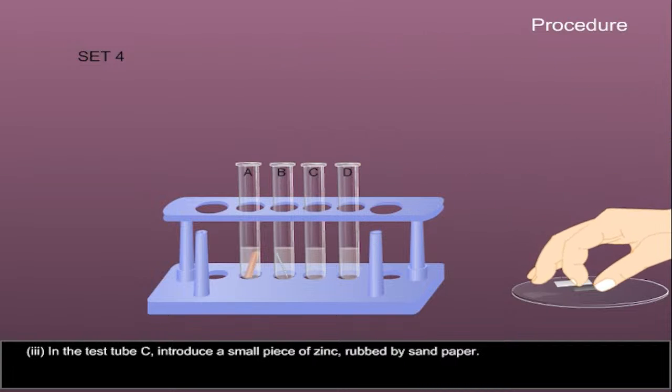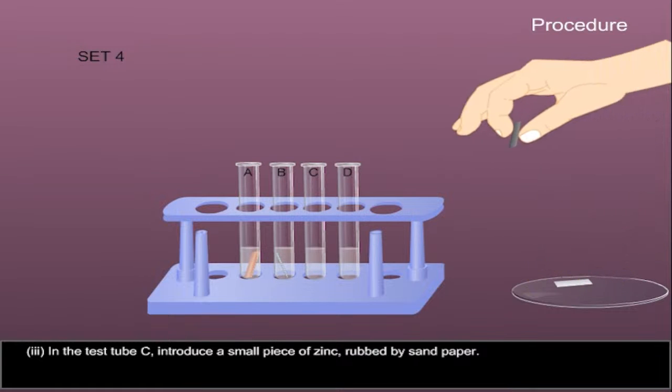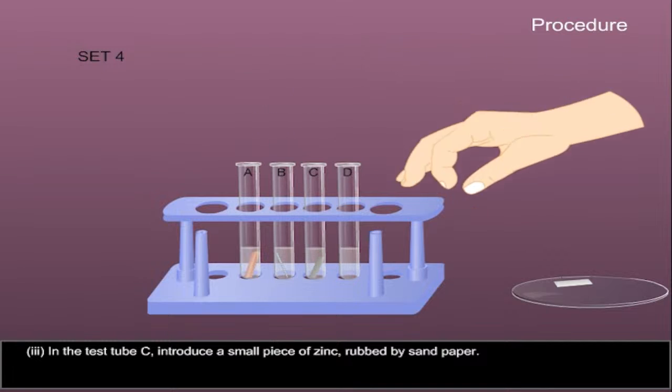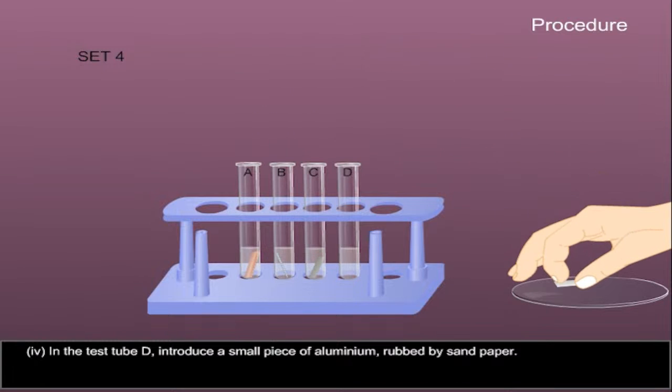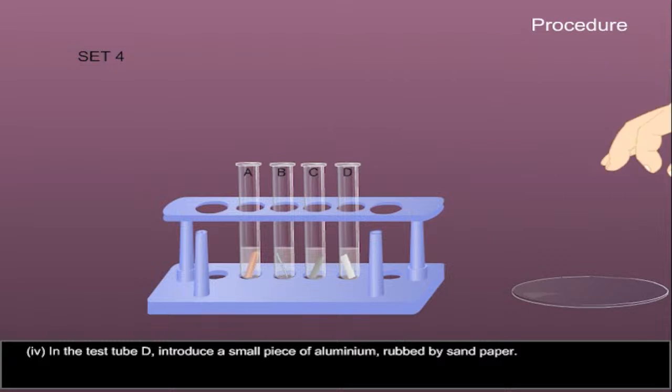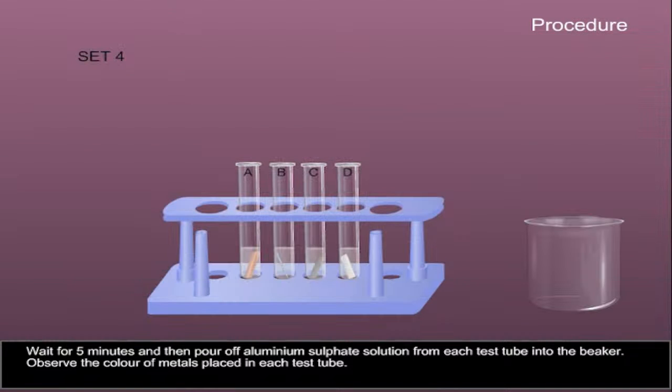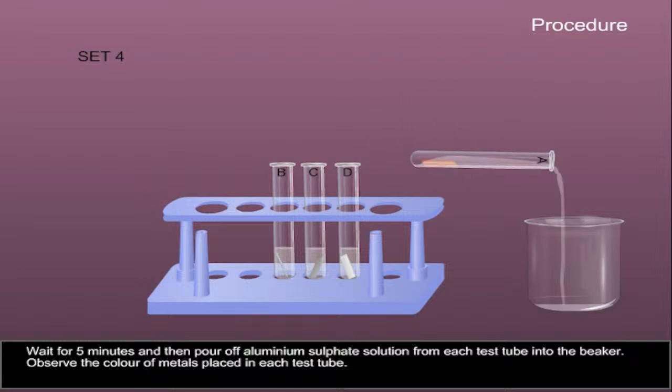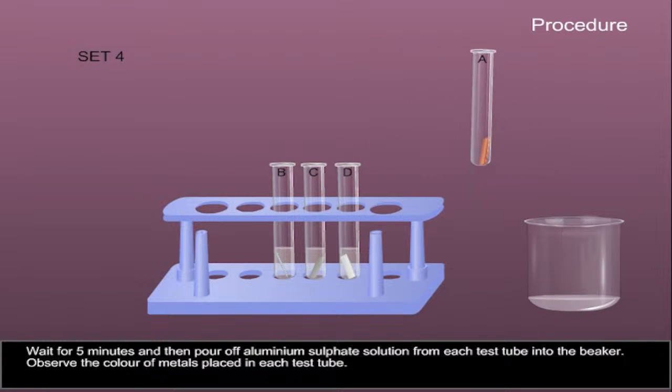In the test tube C, introduce a small piece of zinc rubbed by sandpaper. In the test tube D, introduce a small piece of aluminium rubbed by sandpaper. Wait for 5 minutes and then pour off aluminium sulfate solution from each test tube into the beaker. Observe the color of metals placed in each test tube.